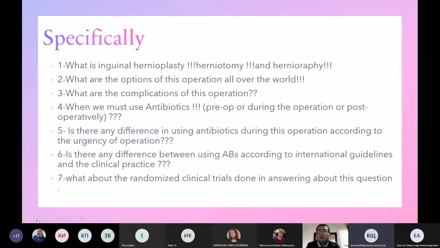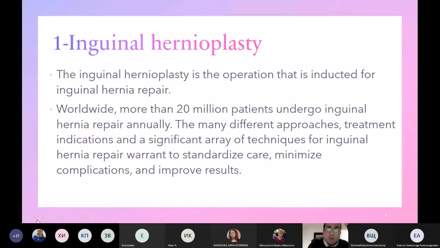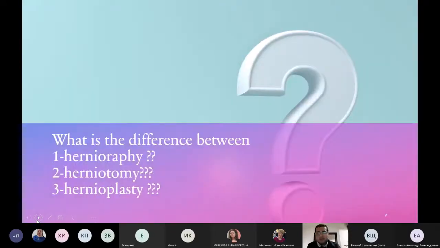Also, what about the randomized clinical trials done in answering this question? So, first of all, inguinal hernioplasty. We must know that about 20 million patients and more all over the world every year go for inguinal hernia repair. The many different approaches and treatment indications, with a significant array of techniques for inguinal hernia repair, warrant standardizing care, minimizing complications, and improving the results.